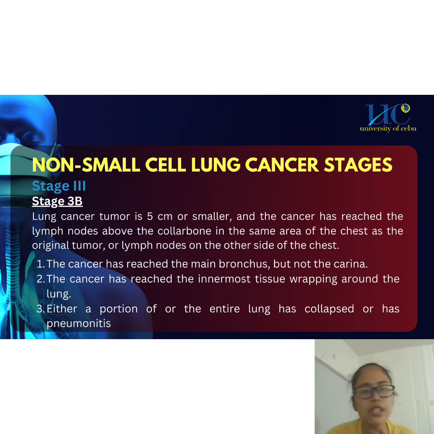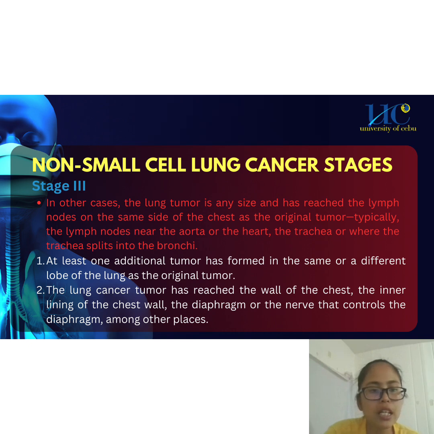For stage 3B, the lung cancer tumor is 5 cm or smaller, and the cancer has reached the lymph nodes above the collarbone in the same area of the chest as the original tumor, or lymph nodes on the other side of the chest. We can say that the cancer has reached the main bronchus but not the carina, and also the cancer has reached the innermost tissue wrapping around the lung, or either a portion of or the entire lung has collapsed or has pneumonitis.